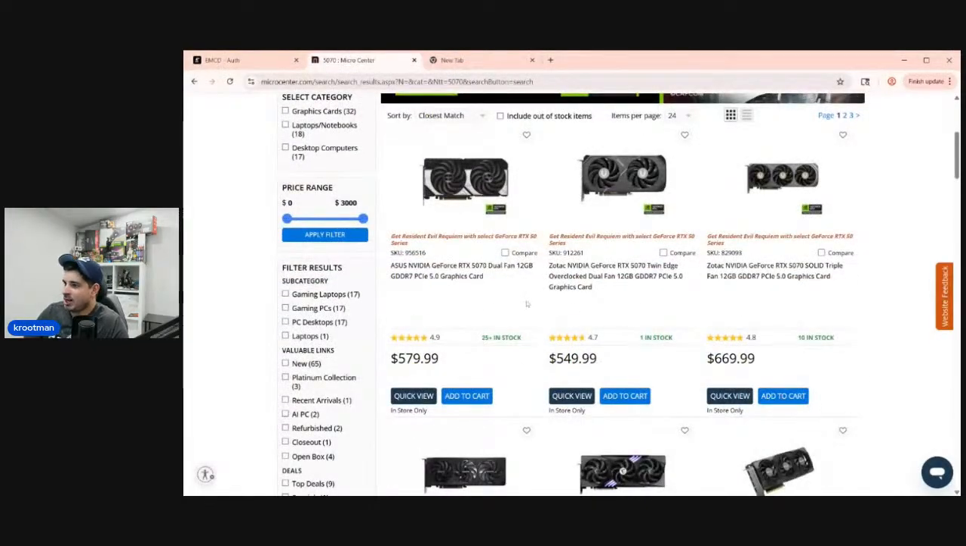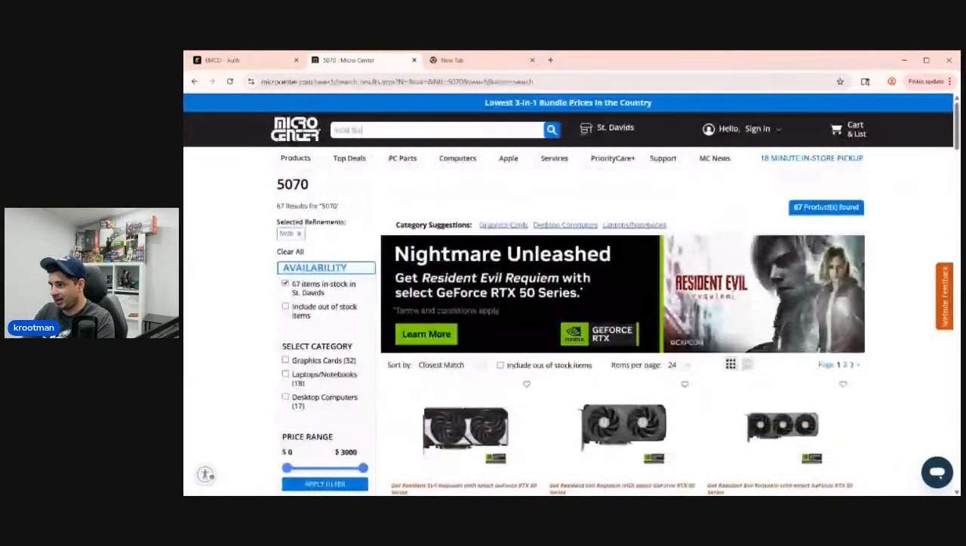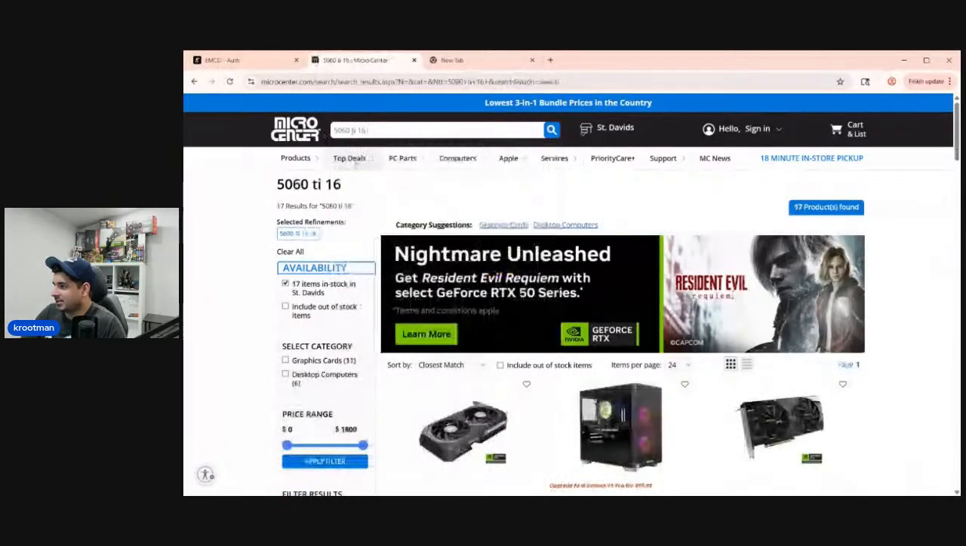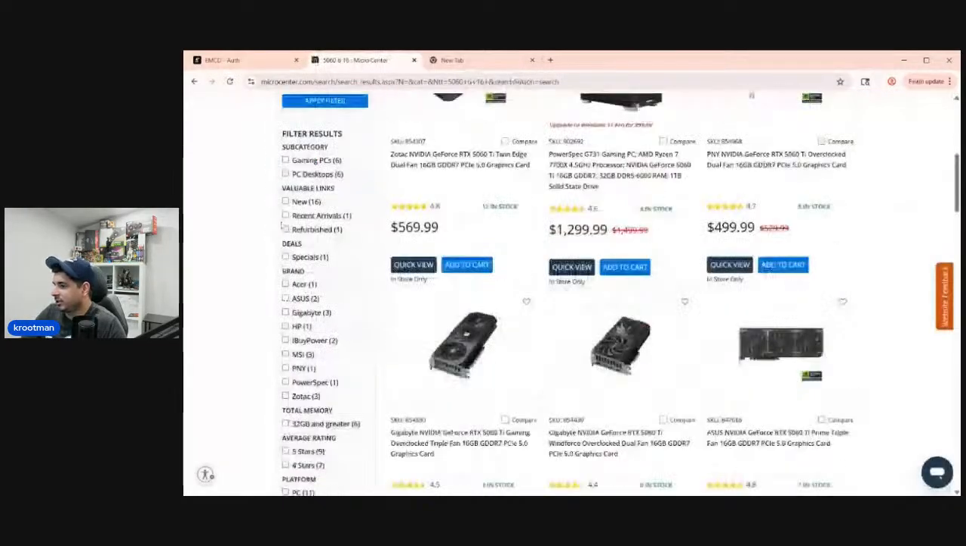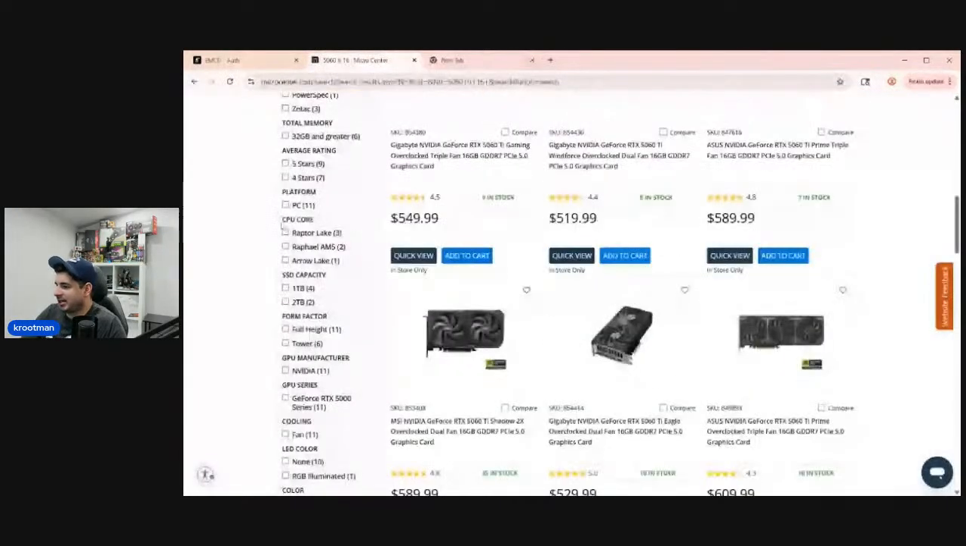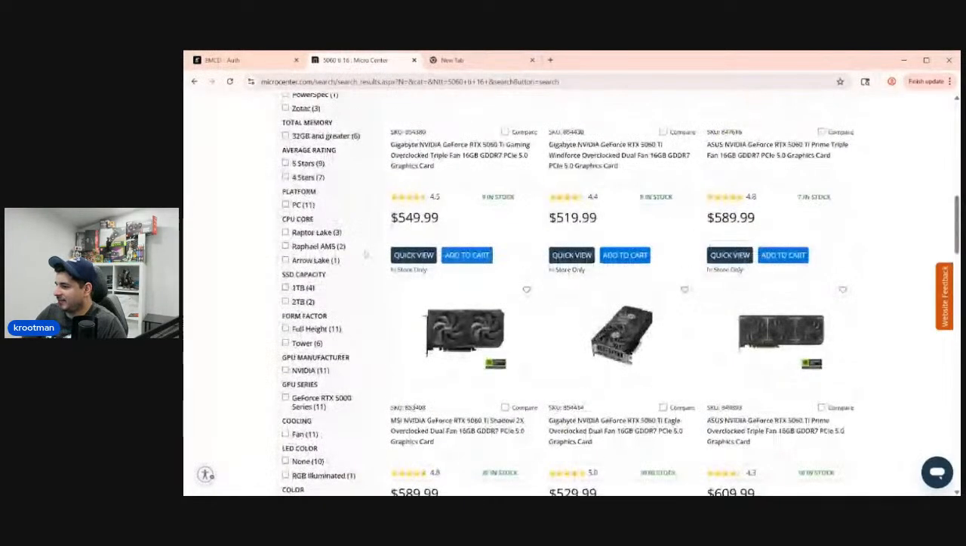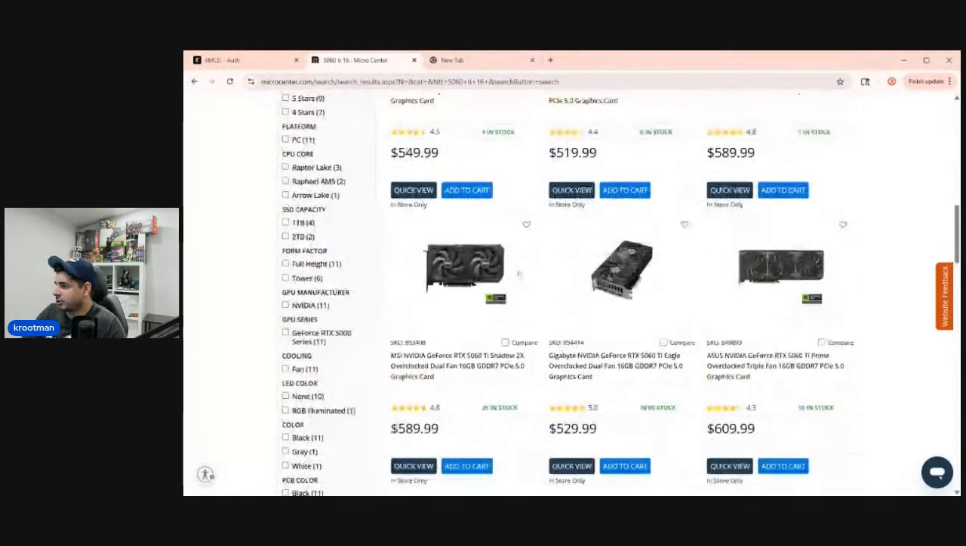All right. That's a good deal. So the GPU market isn't that cooked right now, right? Now let's check out the 5060 Ti 16 gig real quick. All right, so that's about $500. That's gone up a little bit. That sucks. So I definitely would not buy a 5060 Ti right now. I would just buy a 5070.